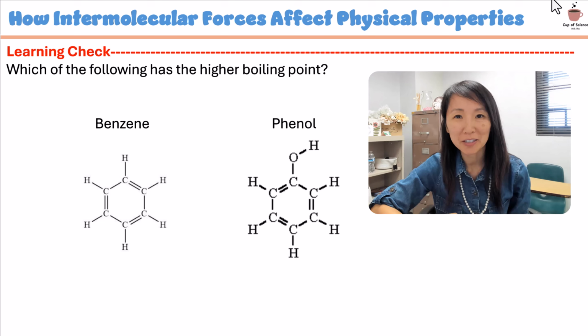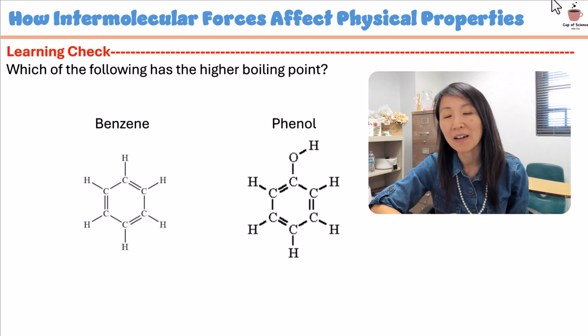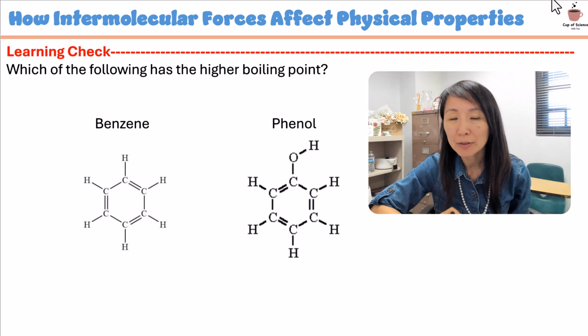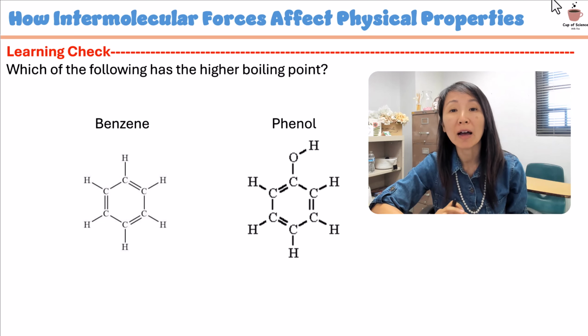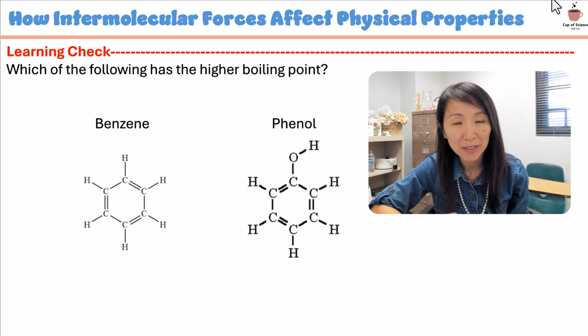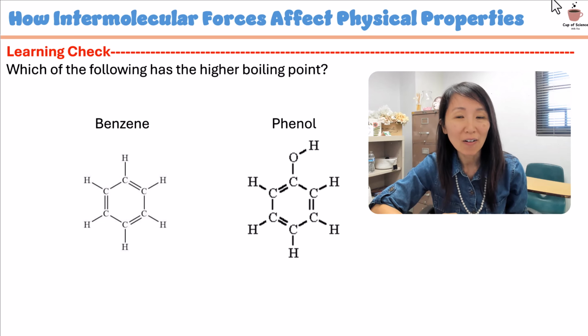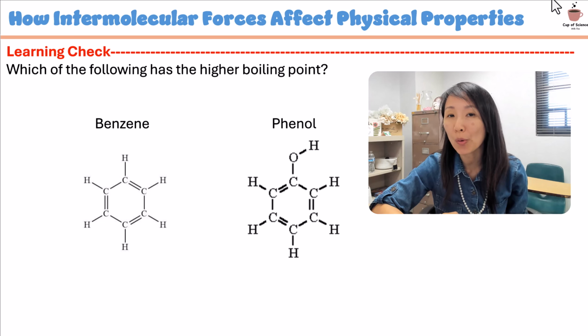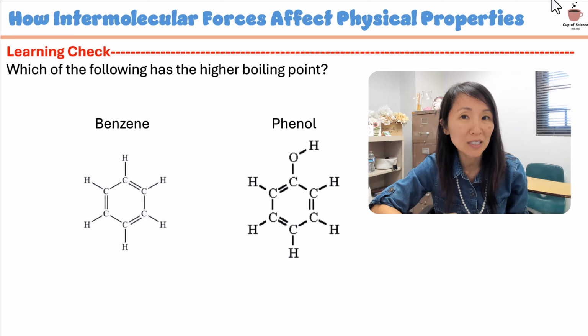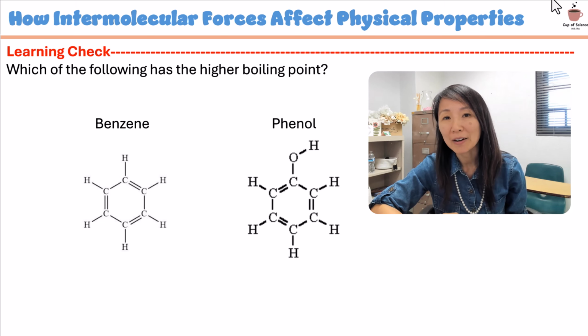Let's do a learning check. Which of the following has the higher boiling point? It means which of the following will have a higher boiling temperature? Now, here's a little hint. All hydrocarbons, meaning that they only have hydrogen and carbon only, those guys are non-polar substances. So if that gives you a little hint, hopefully you can figure out what intermolecular forces it belongs to and also which one has a higher boiling point. Pause this video and come back.